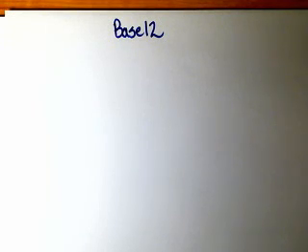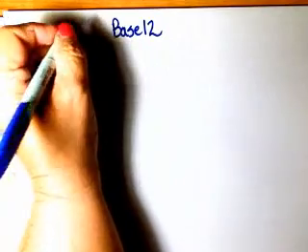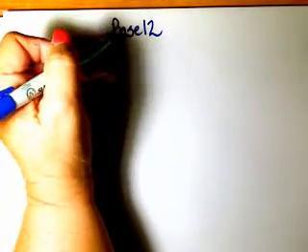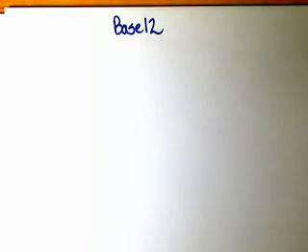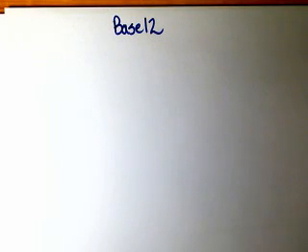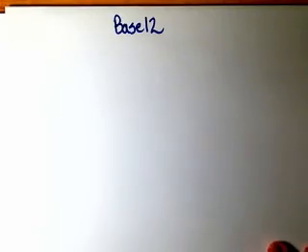Okay, now let's move to a base that's a little more difficult, and let's talk about base 12. Base 12 has 12 digits. So think about the base 10 numeration system. We have 0 through 9, that's 10 digits. So how do we do with 12?